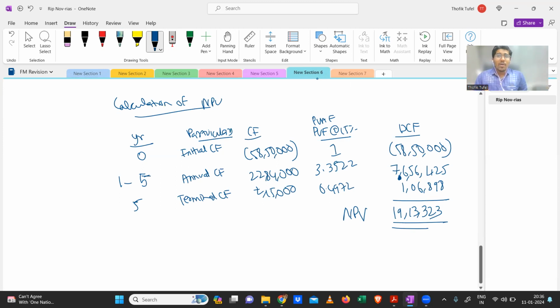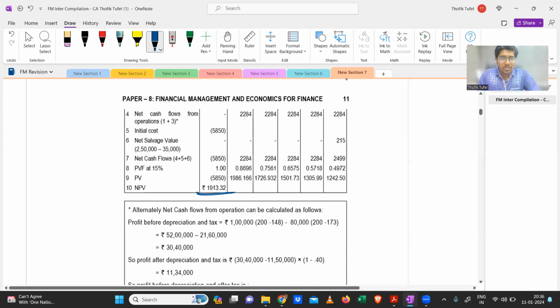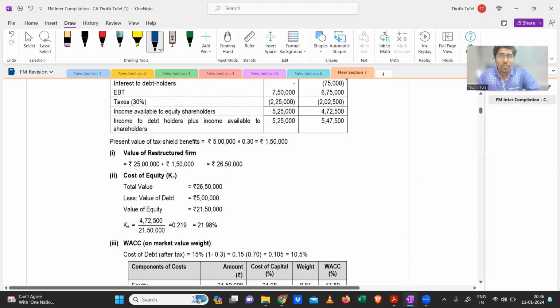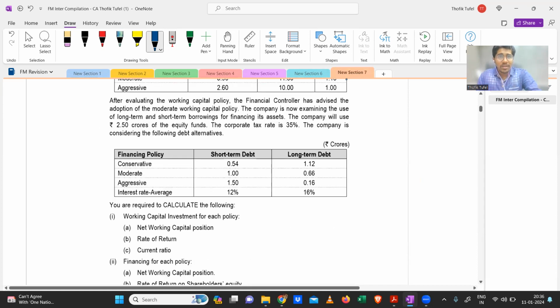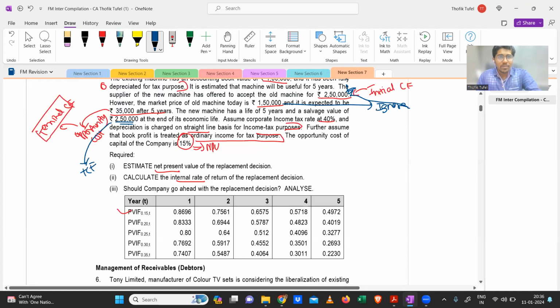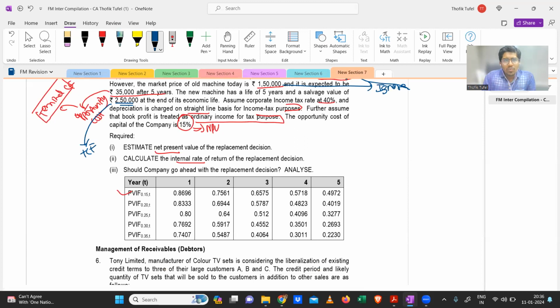IRR is very simple. Many people think it is tough, but once you have the cash flows, it becomes very simple. Now at 15% it is positive, which means you have to increase your discounting rate to get the negative cash flows. So what you do, you first do 25 percentage and check whether you are getting positive or negative. If you are getting negative here, do 20 percentage. It will definitely be positive. Then between 20 and 25 you can interpolate.